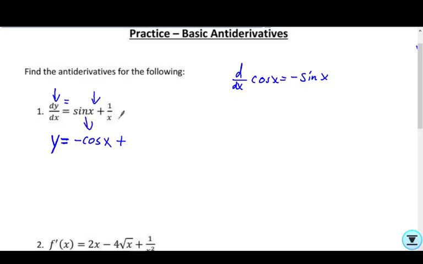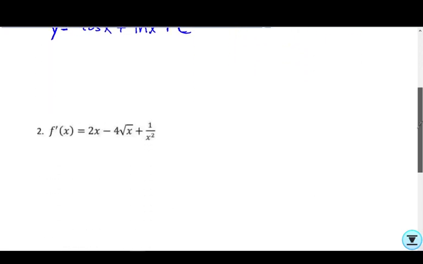Now 1 over x. What is the antiderivative of 1 over x? Well, you could try changing it to x to the negative 1 power and doing the antiderivative that way, where you add 1 to the power, so negative 1 plus 1 is 0, divided by the new power, and you get undefined. But if you remember, the derivative of the natural log of x is 1 over x. So some of these, the only way you're going to know the antiderivative is if you know the derivative, like that one.